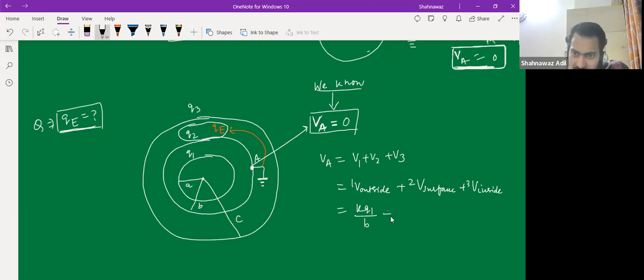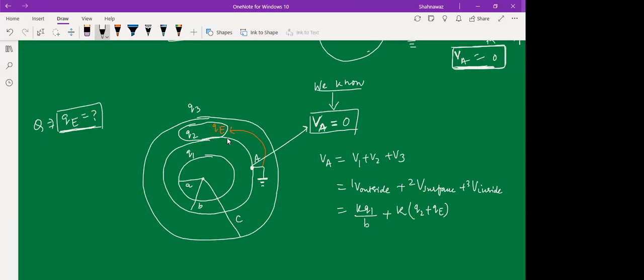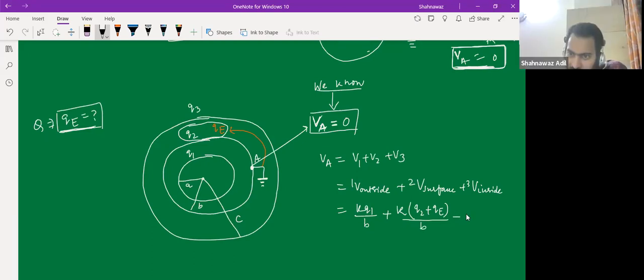But there is a second thing. This is the surface, and the total charge here, you see, is Q2 plus QP, right? This is the total charge at this surface. So then this would be divided by B. And then lastly, we have KQ3 by C. This is V. Is this clear to you, Rabia? Is this clear?